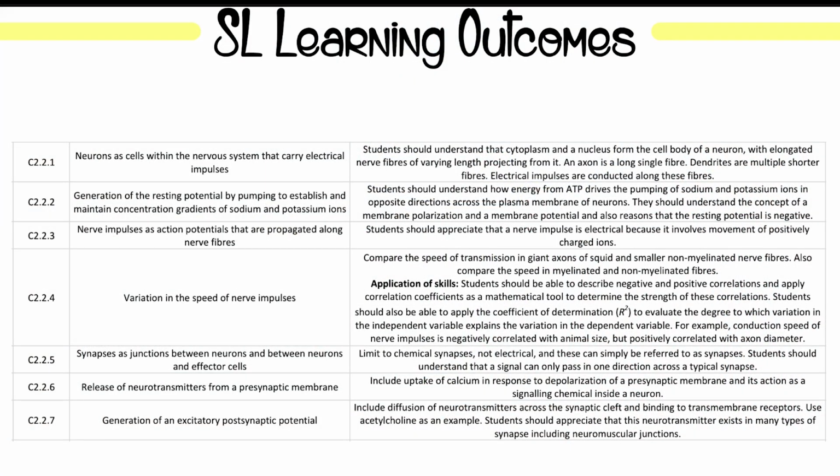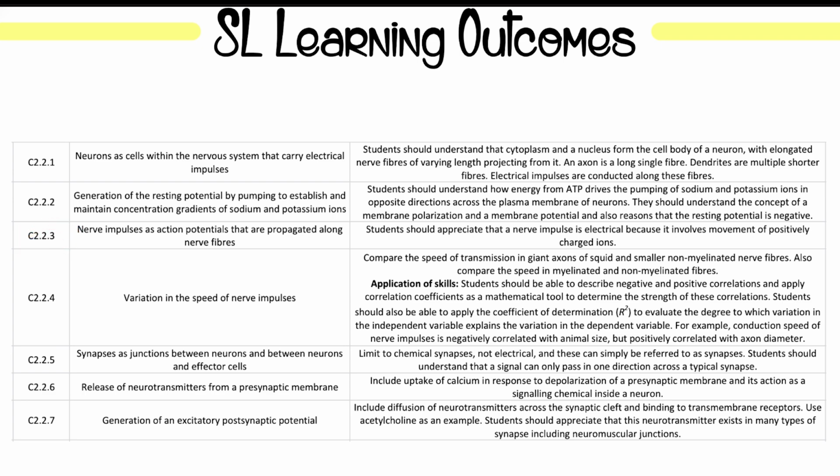Let's go over the SL learning outcomes for subtopic C2.2 Neural Signalling. The very first learning outcome that we looked at is we explored what really is a neuron and what is their cell composition. So how do they actually carry electrical impulses and the different aspects of this type of specialized cell. So students should be familiar with dendrites, axons, etc. Then we looked into how the resting potential is actually generated and maintained within neurons. How do they maintain this minus 70 millivolt resting potential?